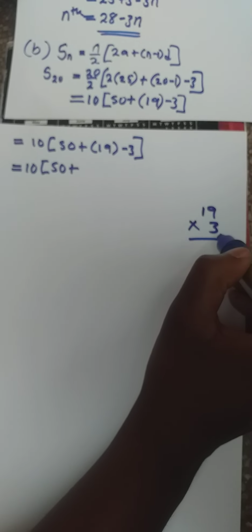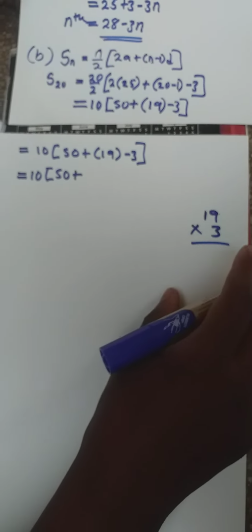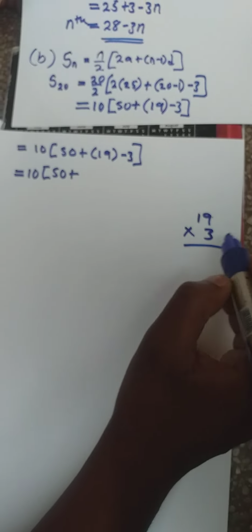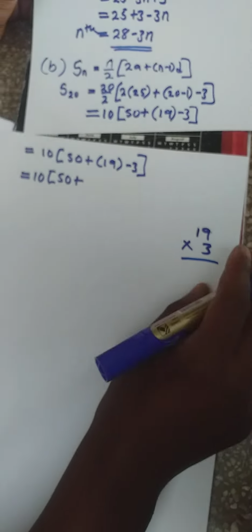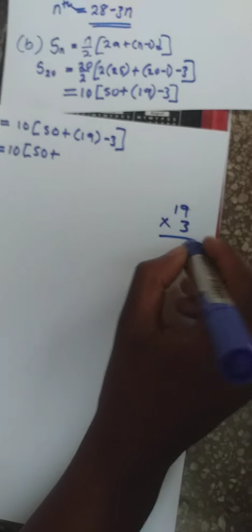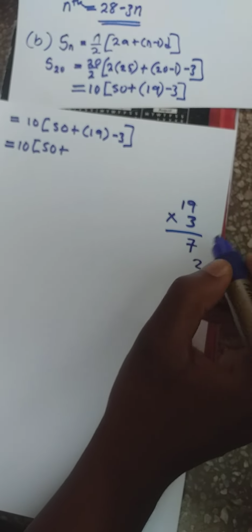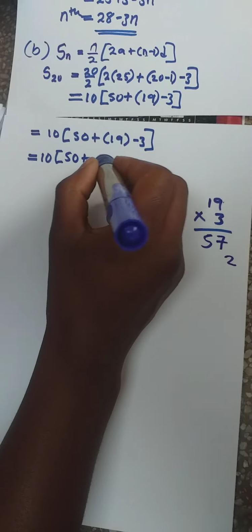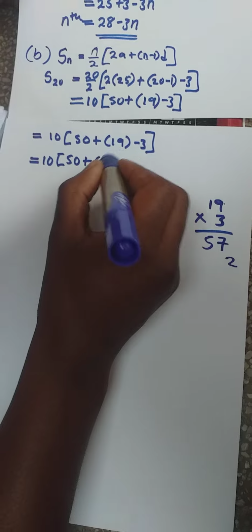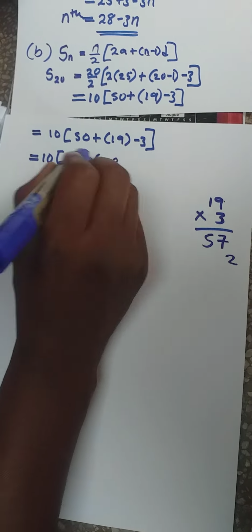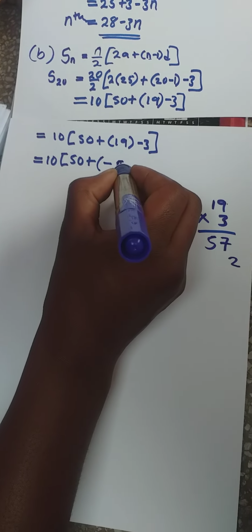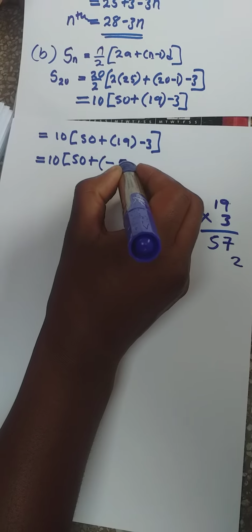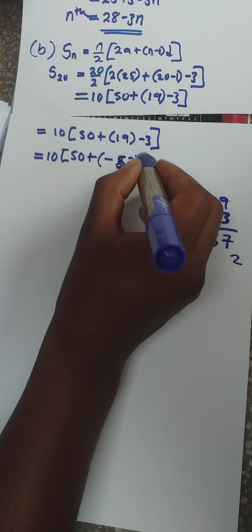So 3 times 9, that's 27. So you say 7, remainder 2. Then 3 times 1, it's 3 plus 2, 5, so that's 57. So this will give us negative 57. Okay, so negative 57.